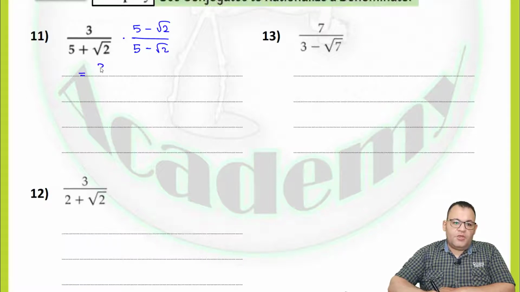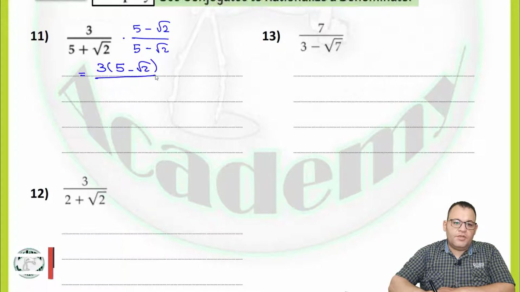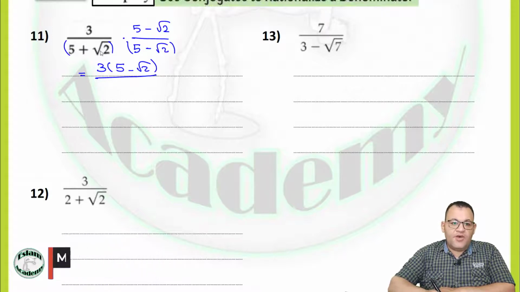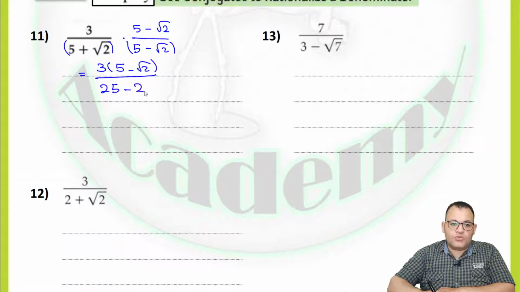Now multiply them. It will be 3 multiplied by 5 minus root 2 over, because you have the same bracket but with different sign, it means now we have difference of two squares. 5 times 5 equals 25. Positive times negative equals negative. Root 2 times root 2 equals 2. So step number 1, you multiply by the conjugate. We have 3 multiplied by 5 minus root 2 at the numerator. At the denominator, 5 times 5, 25. Positive times negative equals negative.